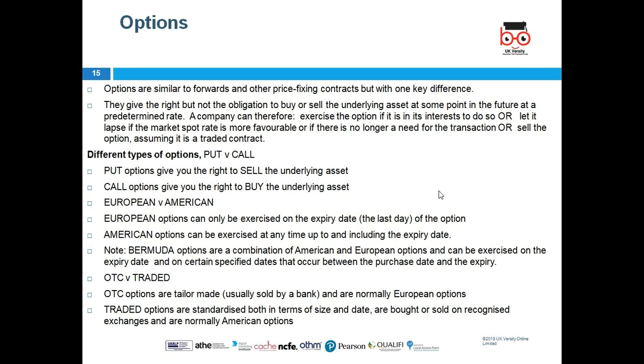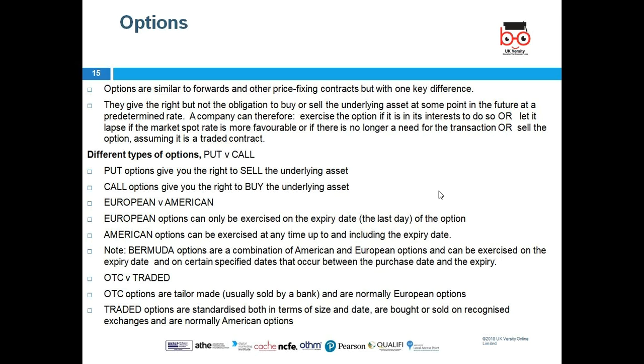European versus American. European options can be exercised on the expiry date of the option, and American options can be exercised at any time up to and including the expiry date. Bermuda options are a combination of American and European, exercisable on the expiry date and on certain specified dates between the purchase date and the expiry date.